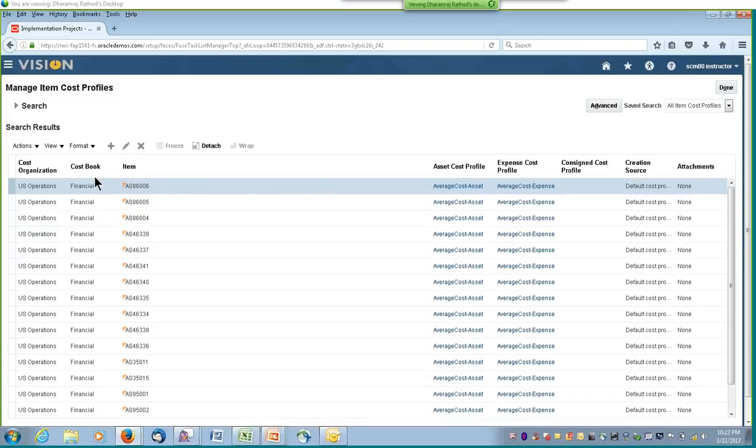You can create your own cost book like DUR cost book and so on. You could have a different cost method altogether for the same item. And then what we'll have to do is, when you run the cost processor, you would run it in context of this cost organization and the cost book, and then you would get another representation of the same item or the cost of the item.